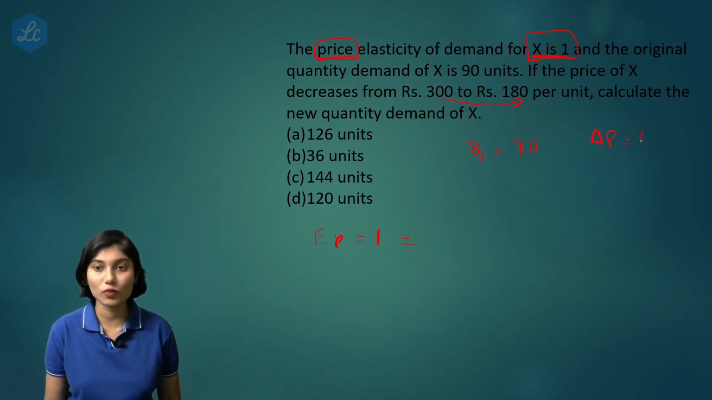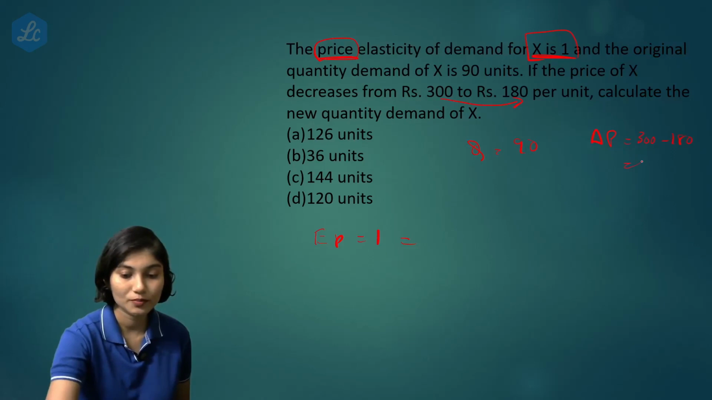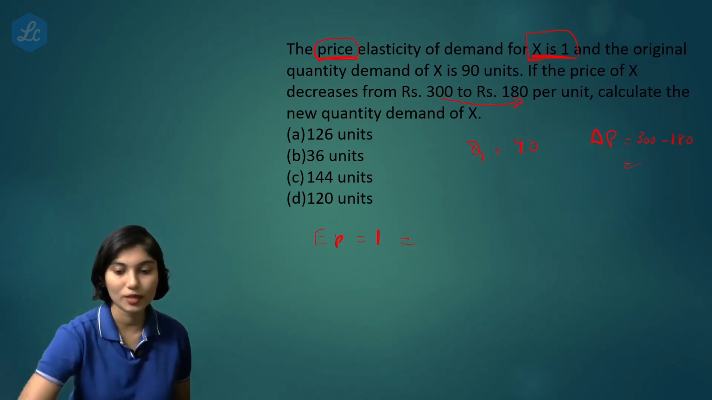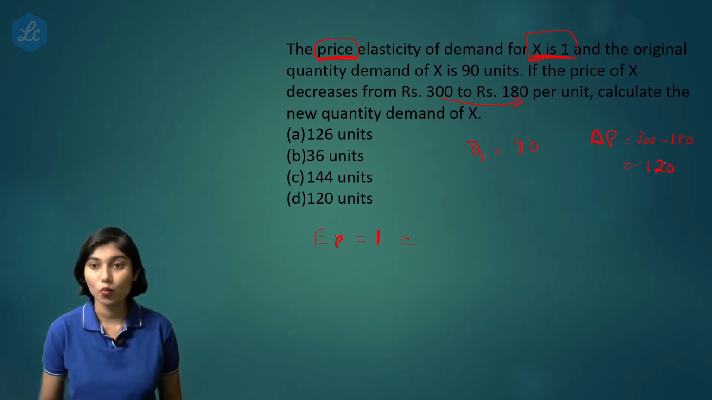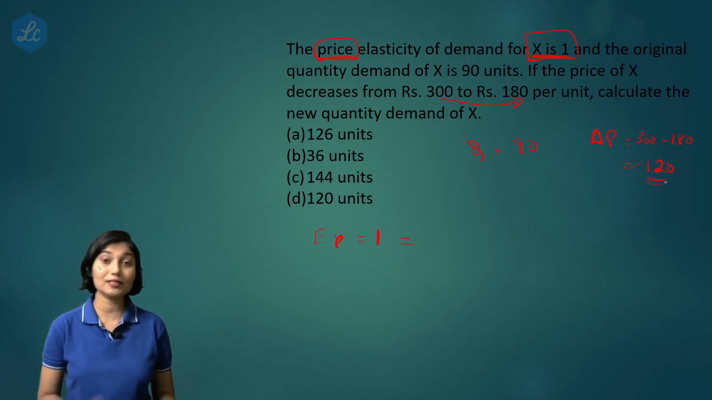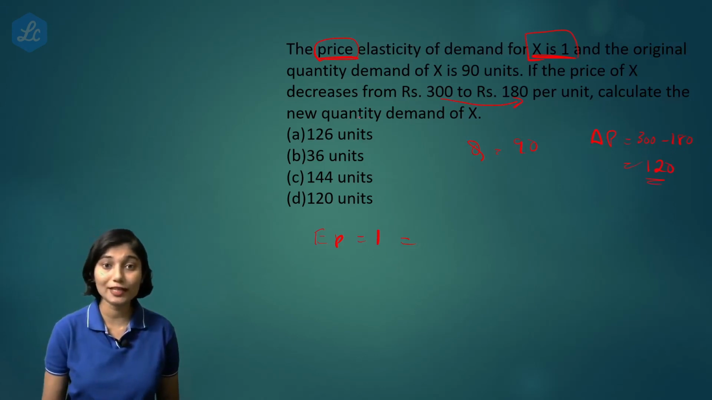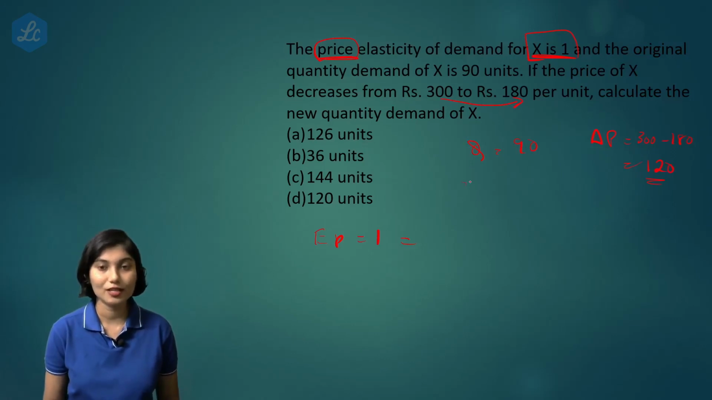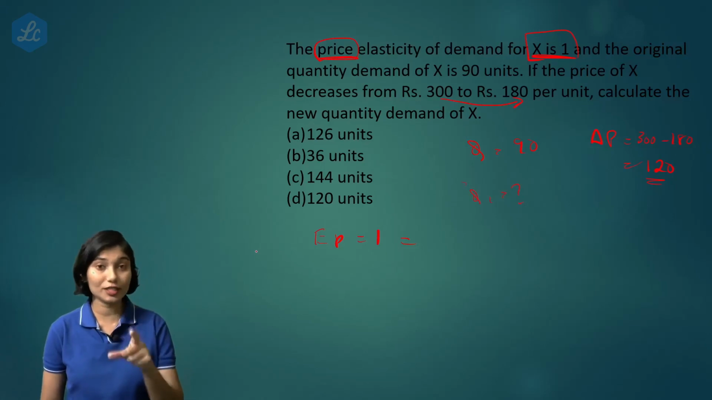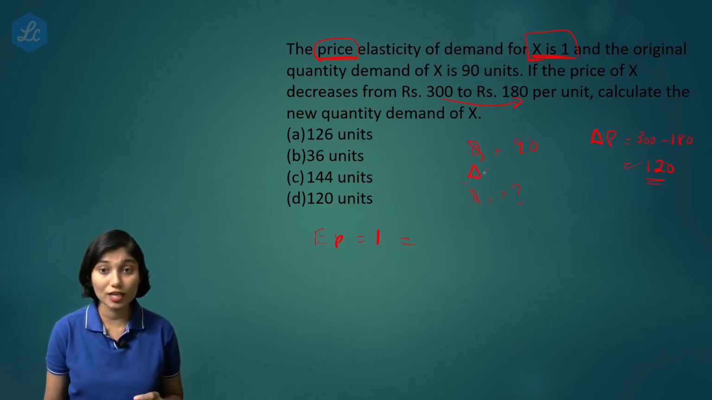300 minus 180. 300 minus 180 is how much? You may compute. 300 minus 180 is 120, right? Change in price is 120. Calculate the new quantity demanded. What have they asked us? They've asked us the new quantity. Q1 is equal to how much? Which means what? You can use the original formula to find the change in quantity, after which you have to add this to the original quantity to find the new quantity. Okay, this is what you have to do.